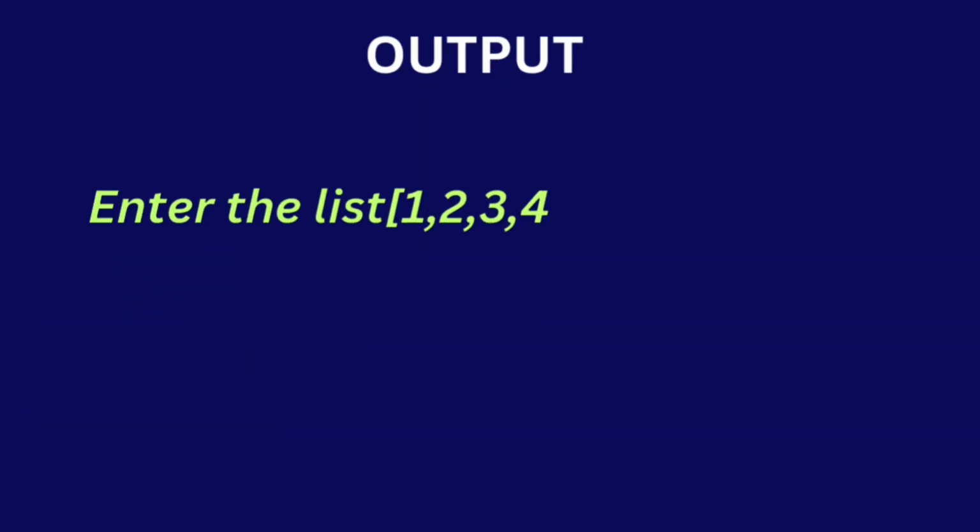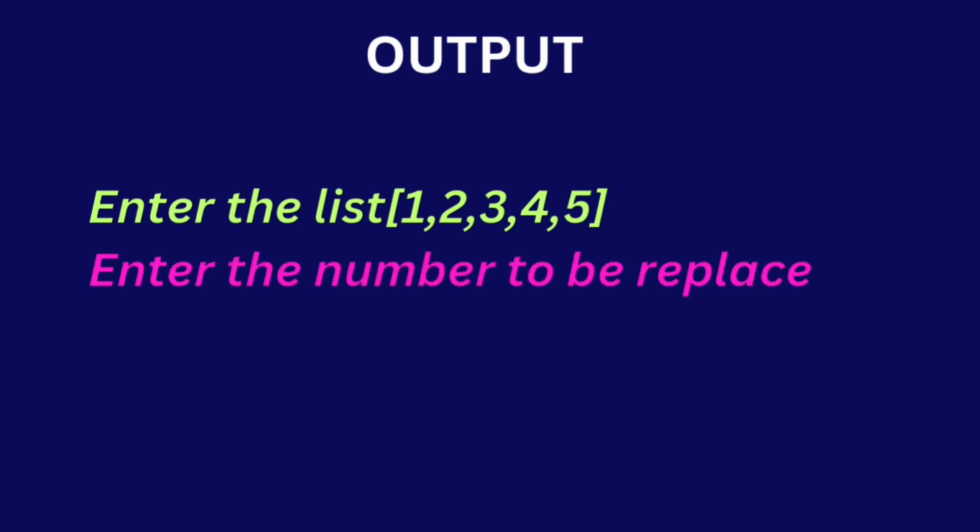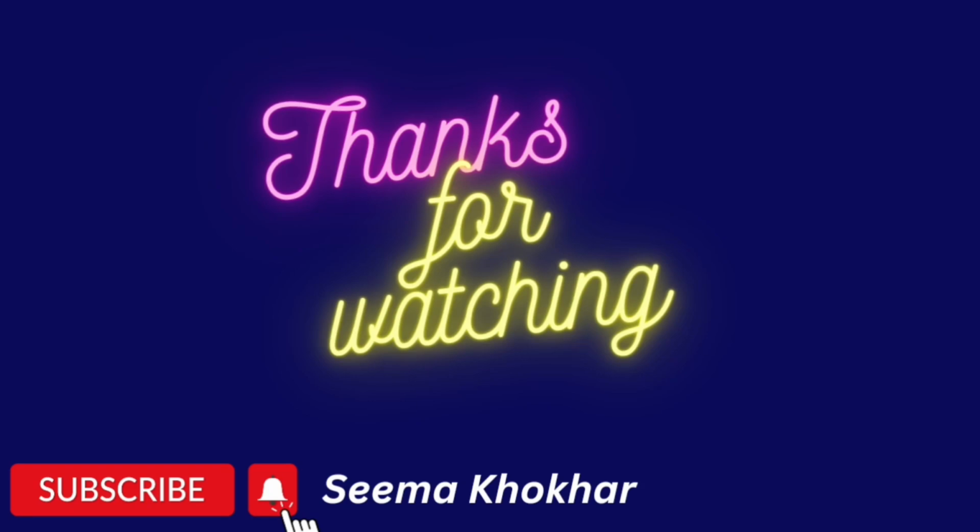So the output will be, if we are passing 1, 2, 3, 4, 5, and the number to be replaced is 4, then 1, 2, 3, star, 5 will be the output.